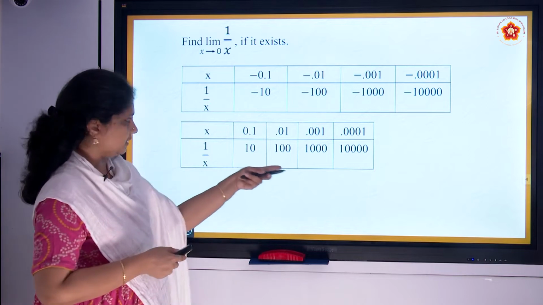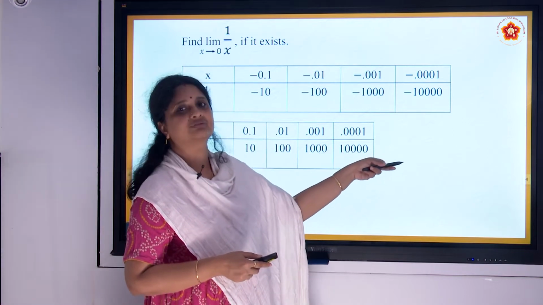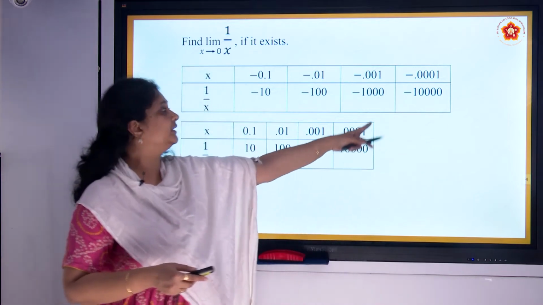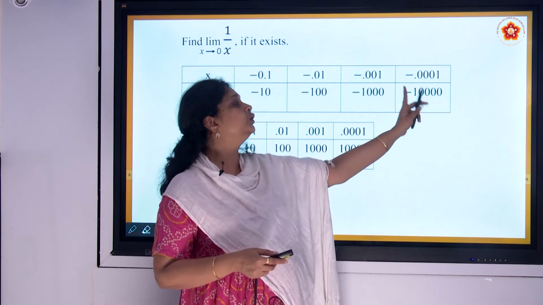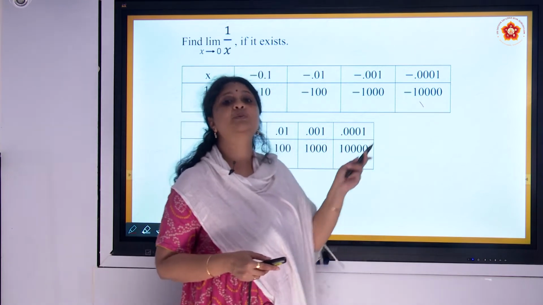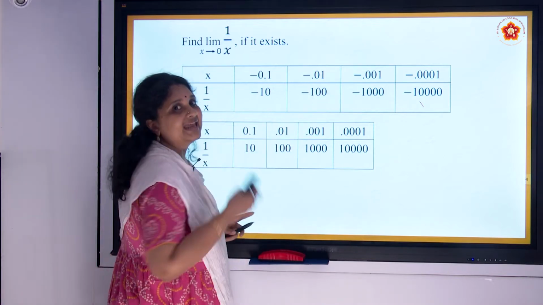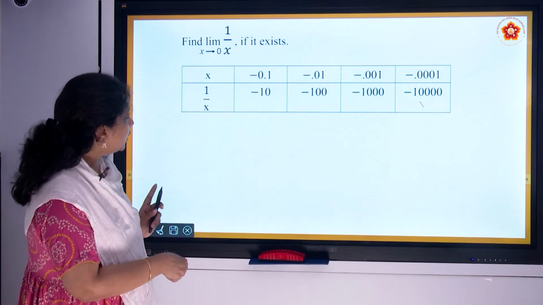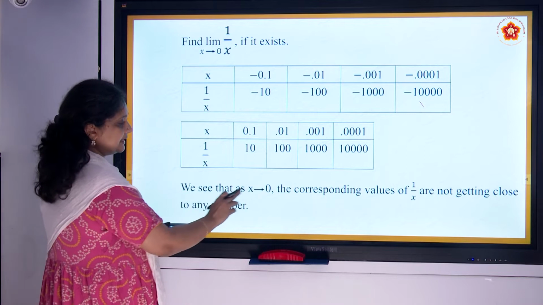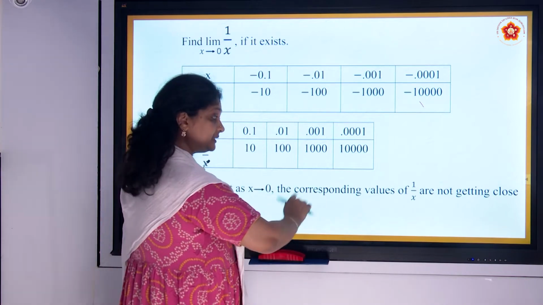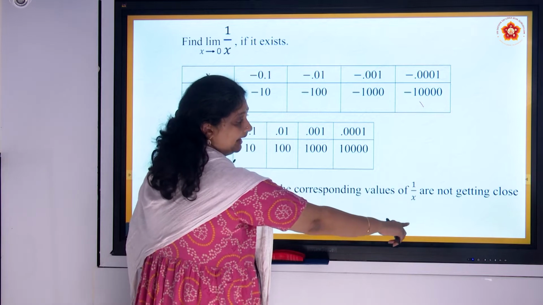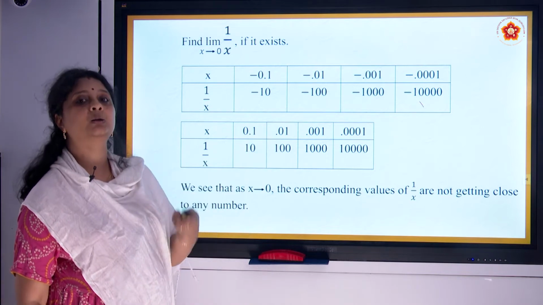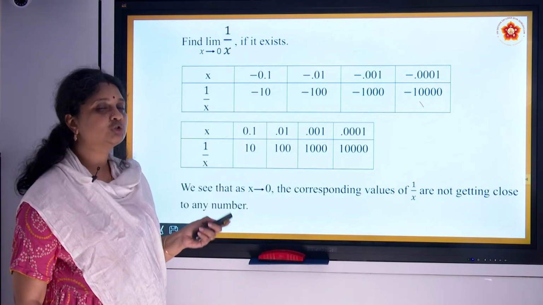So when I approach it from the right, I go on to positive infinity. Correct? So it keeps going higher and higher in the positive direction, and here in the negative direction, it goes into smaller and smaller values. So here it almost approaches negative infinity and here it almost approaches positive infinity. Correct? So we can clearly see that as x approaches zero, the corresponding values of 1 by x are not getting close to any number. It keeps going on and on like that, so it's definitely approaching only infinity.